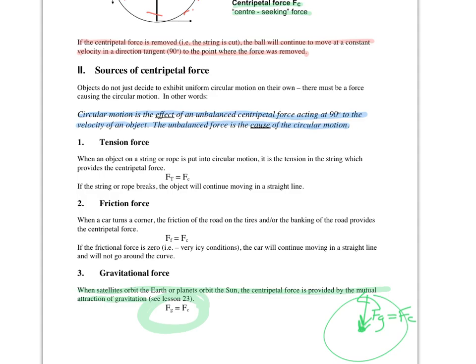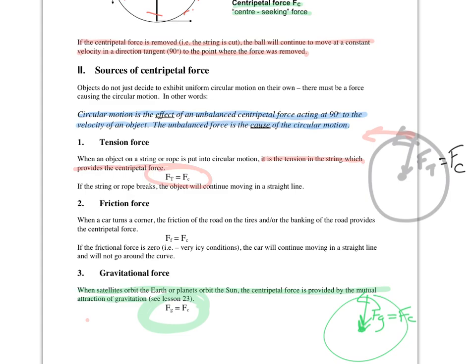Then I can apply this to other cases. So the tension force, let's go back to one here. When an object on a string or rope is put into circular motion, it is the tension in the string which provides the centripetal force. So if we are swinging an object around in a circle, we typically would have the force of tension. This is the centripetal force in this case. Again, if the rope breaks, the object will continue to move in a straight line perpendicular to where that happened.